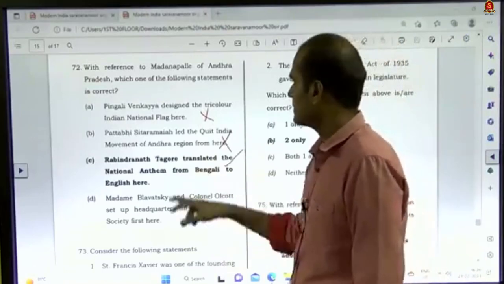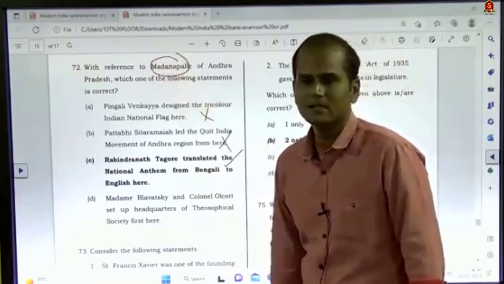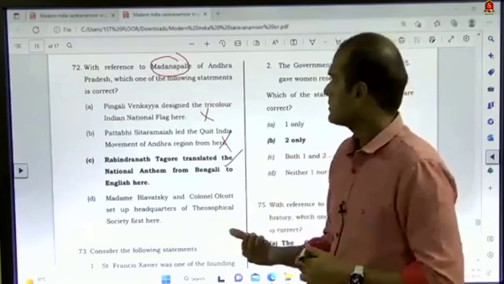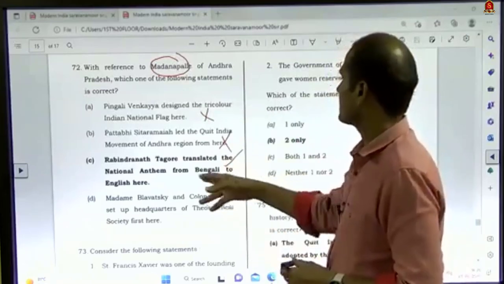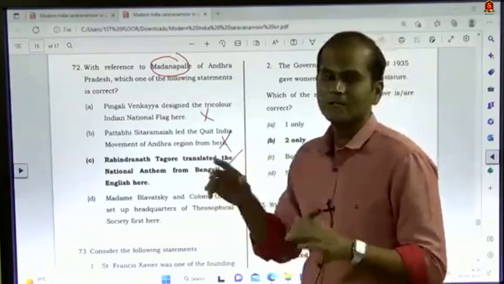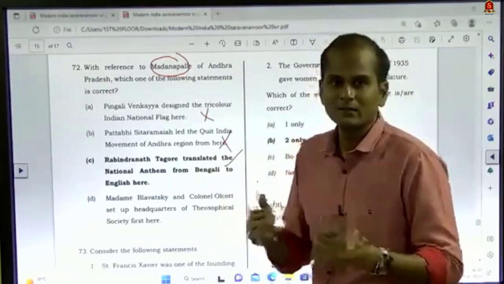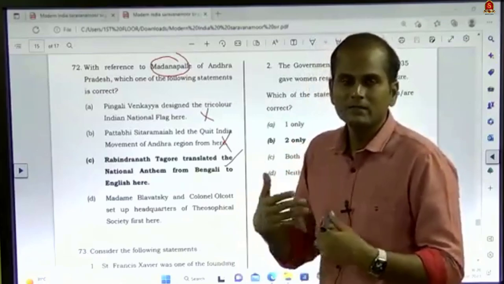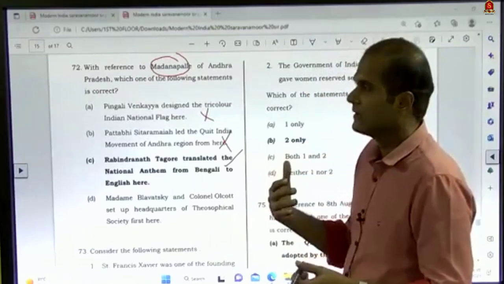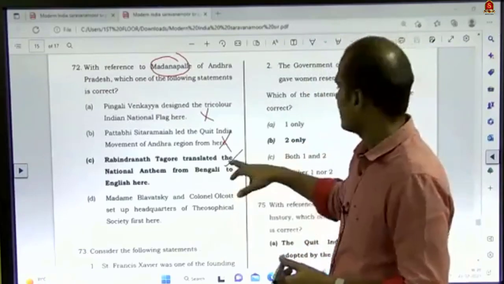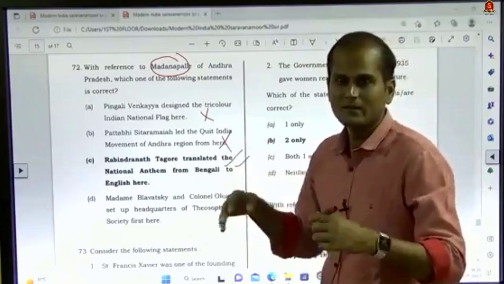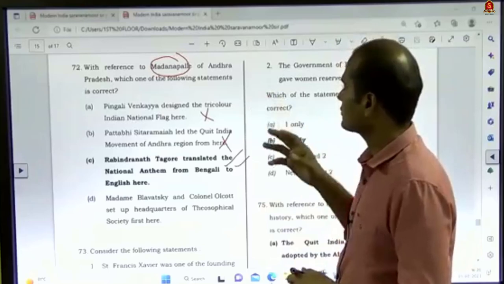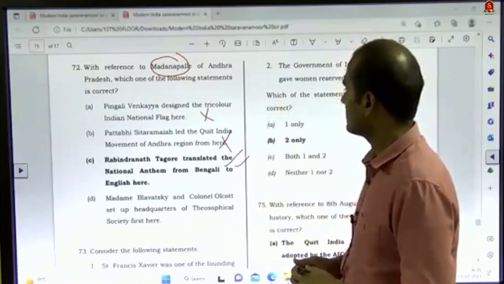When he was staying in Madanapalli, the Theosophical College was there. When he was staying at the college, he composed that. Which of the following statements is right? From Bengali to English, why not? Here only the Jana Gana Mana was actually set into tune. Earlier, it was just a slogan or lyric. From that, it was made into a song. Not only translation from Bengali to English, here only it was made as a tuning concept. Who tuned it was Margaret Cousins, the wife of the Theosophical College principal.